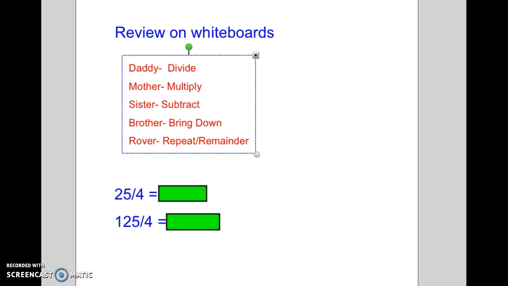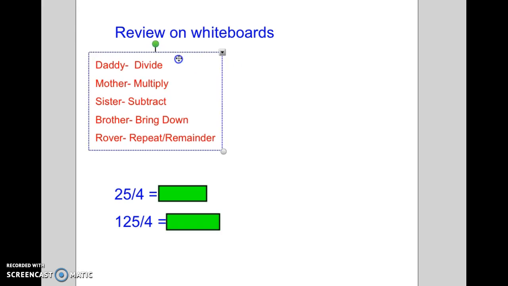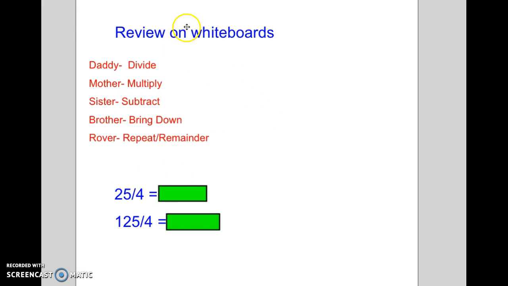It'd be great to practice this on your whiteboards or on a sheet of paper while you're listening along. The steps that we use for long division are Daddy, divide; Mother, multiply; Sister, subtract; Brother, bring down; and Rover, repeat or remainder. So first thing we're going to do is review and practice a couple of these.